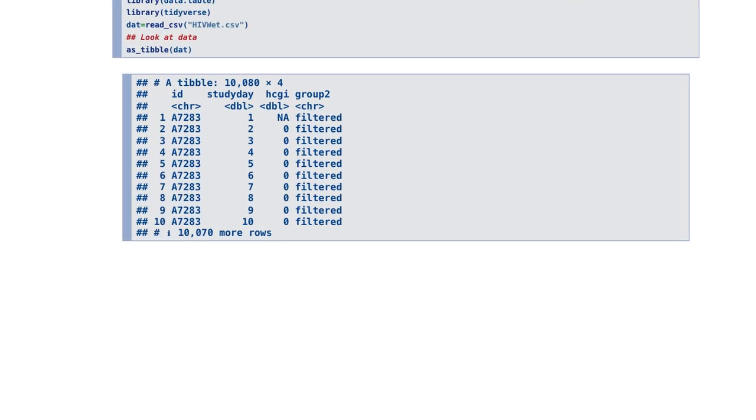Again, this is what the data looked like. The outcome is just a 0 or 1. We had the group, filtered or non-filtered. We had the study day and the ID. So it's in that repeated measure structure.